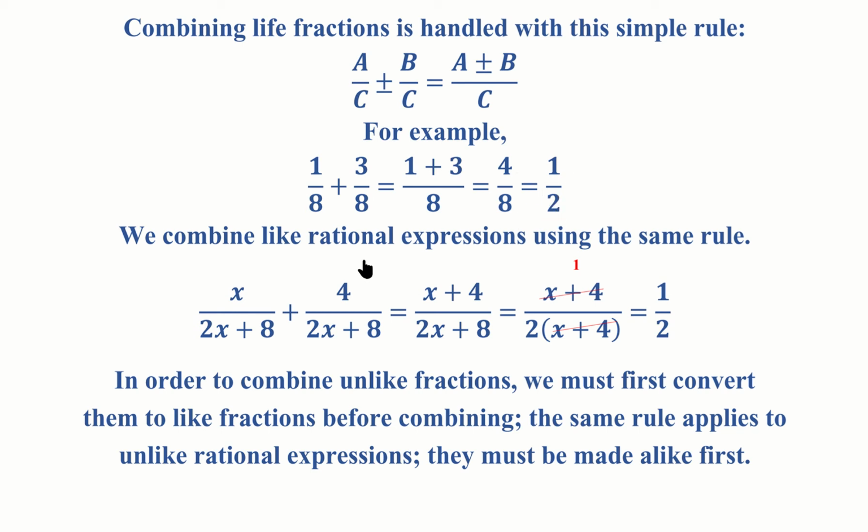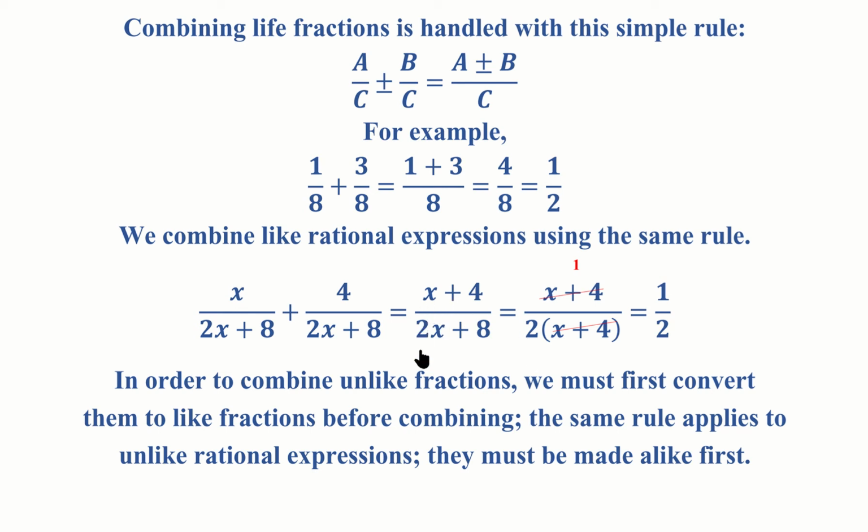This is exactly the same way in which we can combine like rational expressions, which are basically rational expressions which have the exact same denominator. So in this case, we notice that these two rational expressions have the same denominator. We keep the common denominator, we combine the numerators. So we end up with x plus 4 over 2x plus 8. Just as in the case of 4/8, where we didn't stop there and we reduced as much as was possible, we do the same thing here.